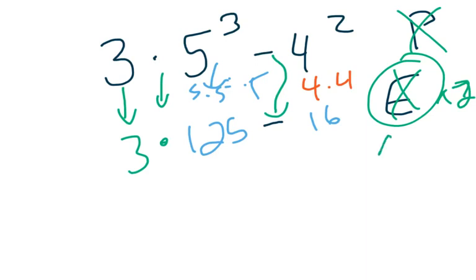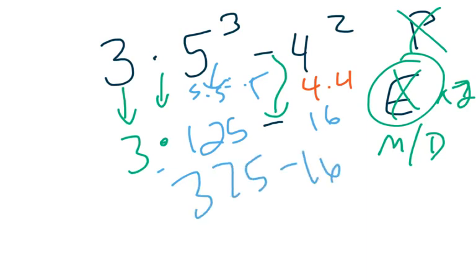Then exponents are done, so now we're on to multiplication and division. So next up, we're going to multiply and then subtract. So 3 times 125, 3 times 100 is 300. 3 times 25 is 75, and so this gives us 375 minus 16. Then if you subtract those, you get 359.